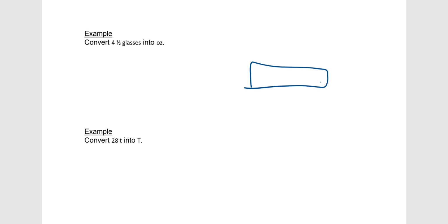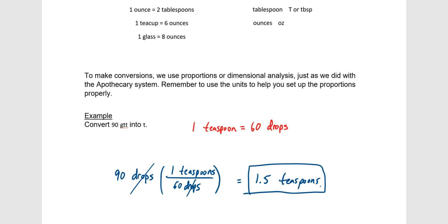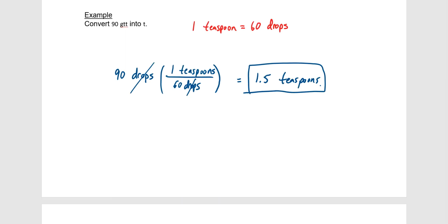Let's do a couple more. We want to convert 4.5 glasses into ounces. So taking a look up here, for glasses to ounces, we do have a direct conversion. Only one conversion needed. 1 glass is 8 ounces.